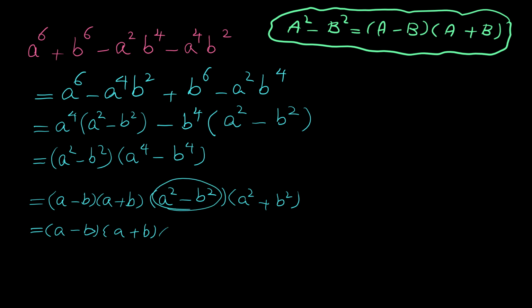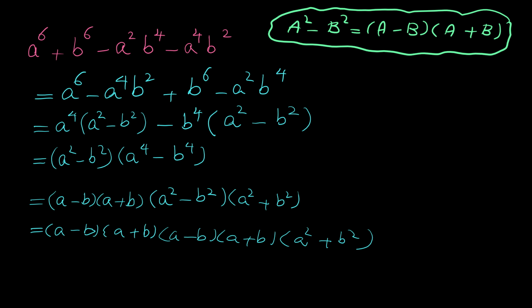Again, we notice that this can be factored as a minus b, a plus b. But what about a² plus b²? We cannot do anything with that. We cannot factor that. We leave it because it's a plus between. Now look at this answer. This is 100% right, and this is the fully factored form of the given expression.